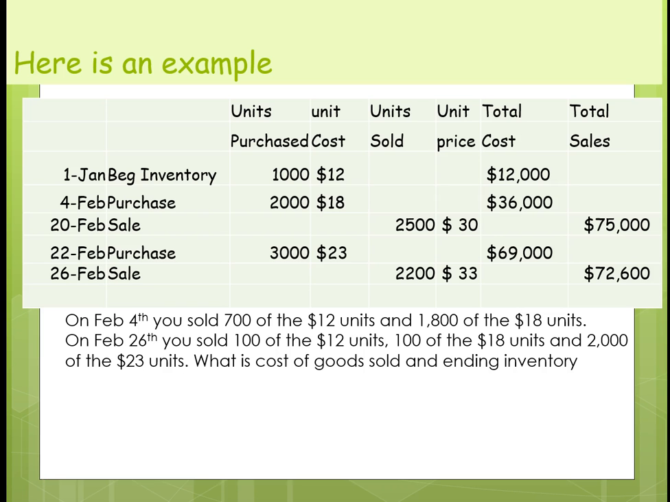All right, here's an example. We have beginning inventory of 1,000 units at $12. We bought 2,000 at $18, and then we sold 2,500 at $30. We bought another 3,000 at $23, and we sold another 2,200 at $33. Now, the way these sales went, and this is specific identification, on February 4th, you sold 700 of the $12 units and 1,800 of the $18 units. On February 26th, you sold 100 of the $12 units, 100 of the $18 units, and 2,000 of the $23 units. What's the cost of goods sold?